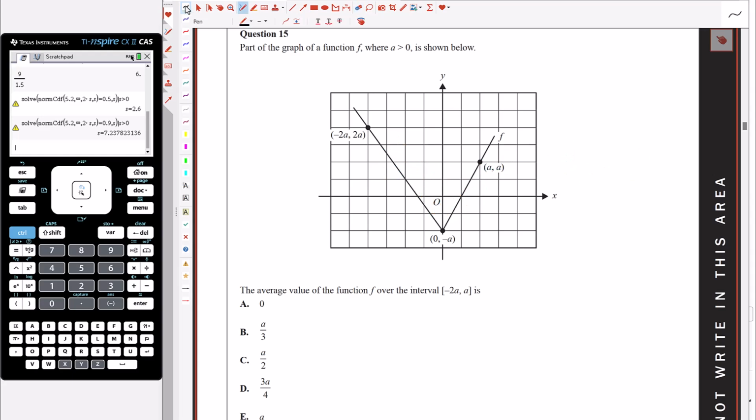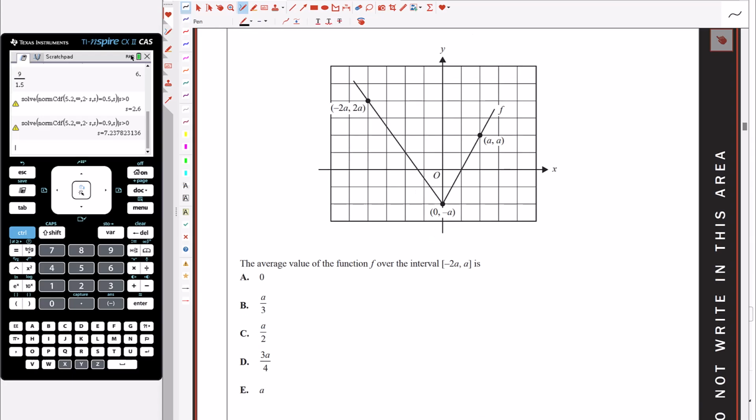So actually it's really just about working out these functions and setting up a way to calculate the average value. So let's think about this part of the equation.